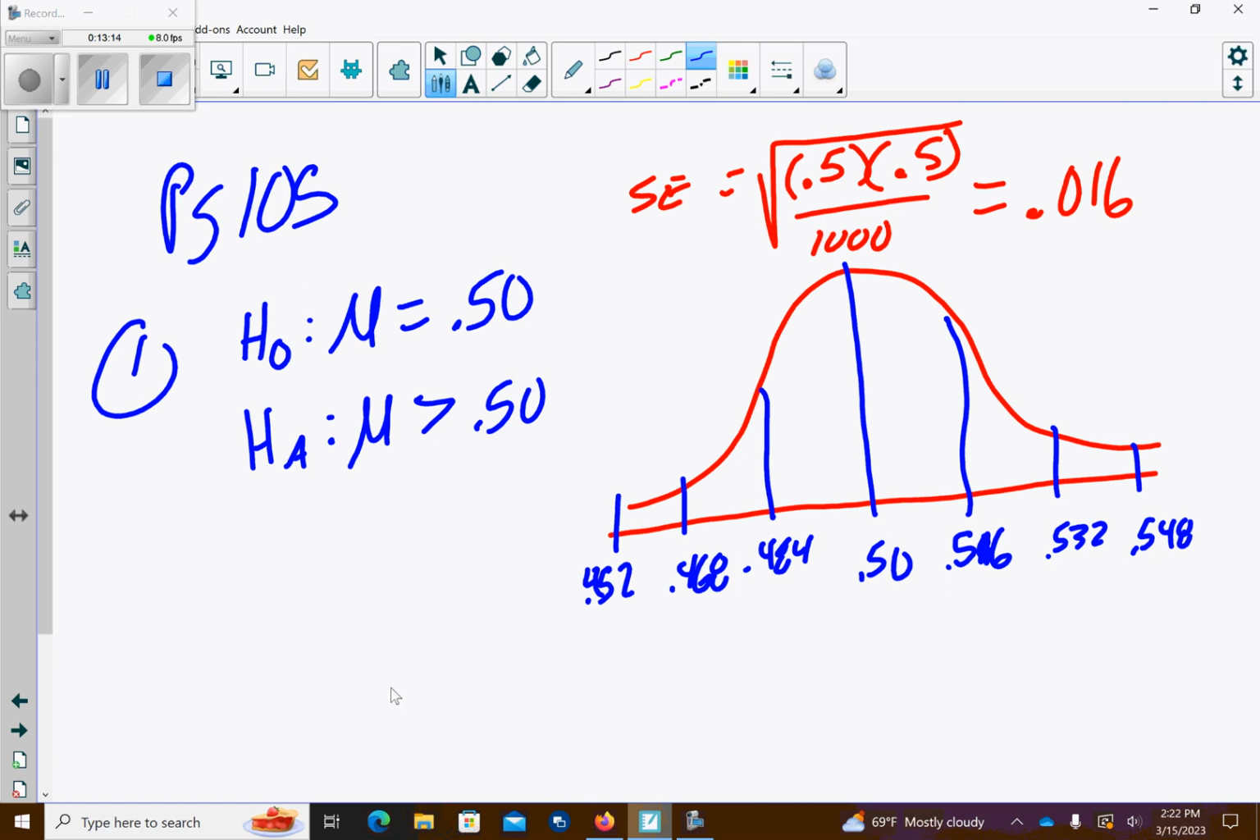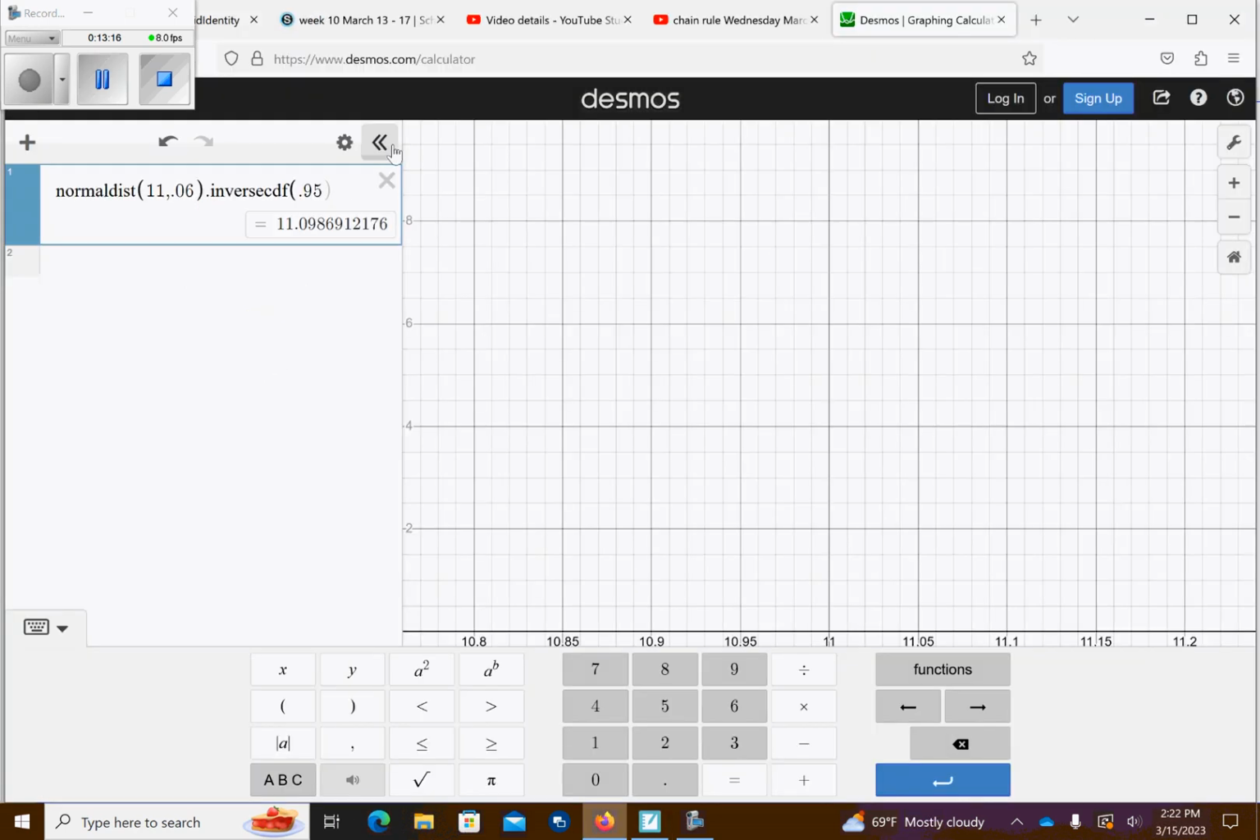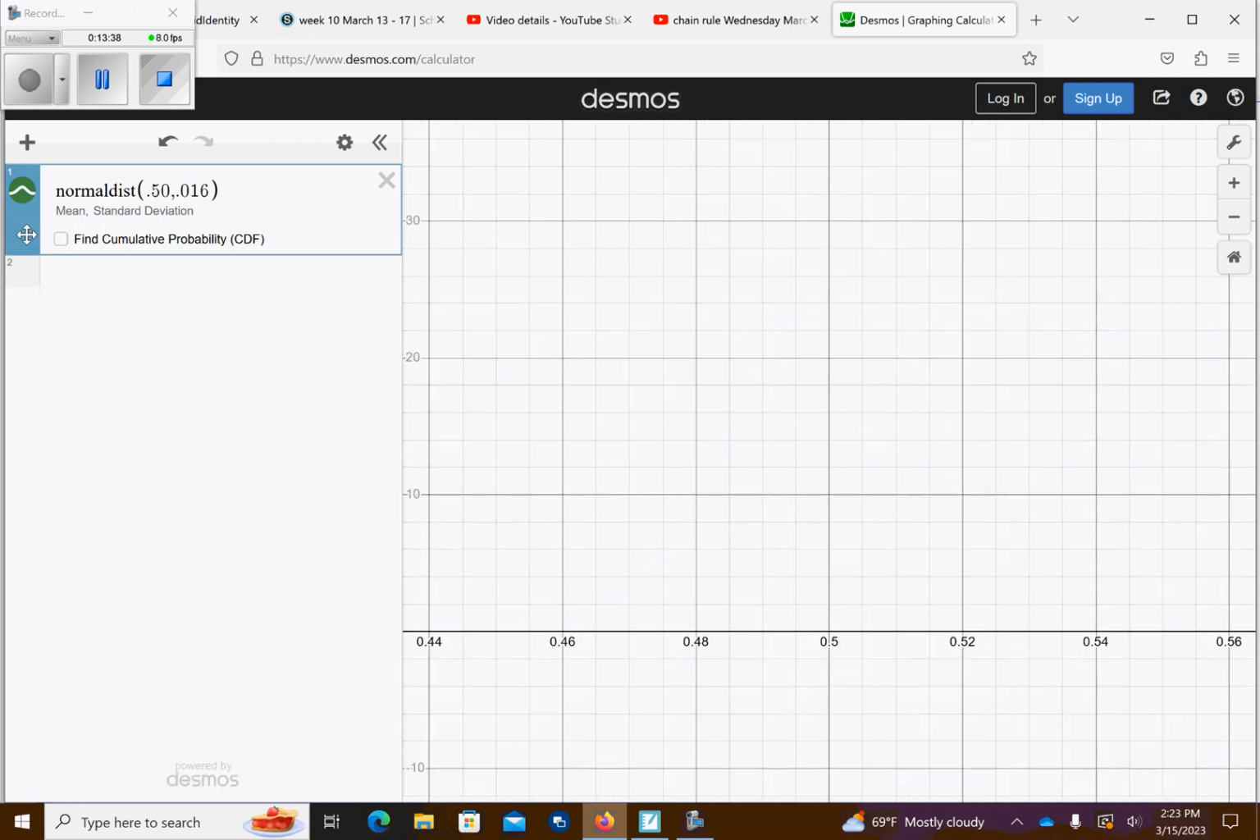Let's do our Desmos. So we have normal distribution, and our mean is 0.50. And our standard error we just found, I have to go back and look at it, is 0.016. Close parentheses, hit the plus sign on Desmos, it's going to give you your normal distribution.